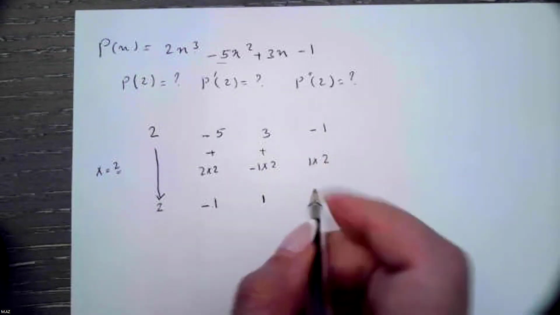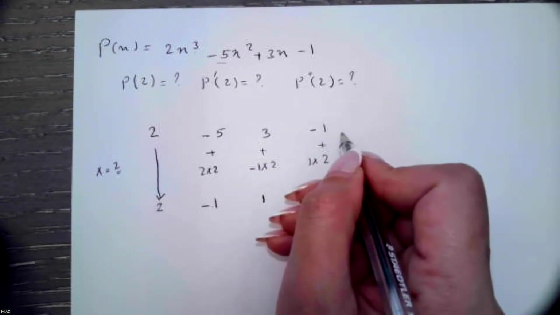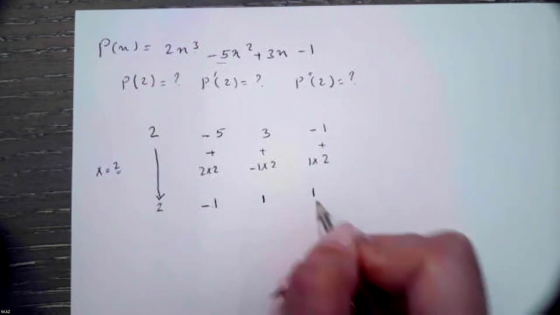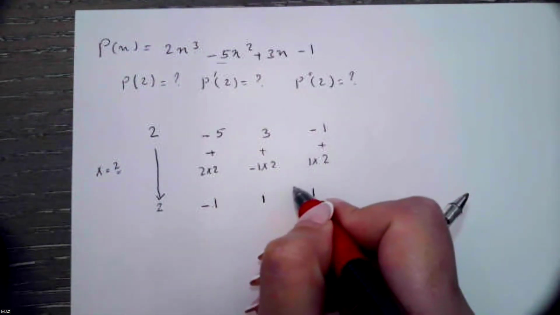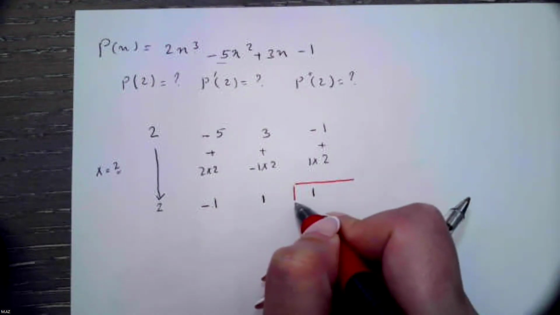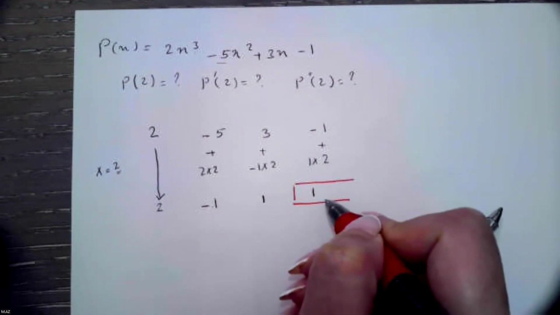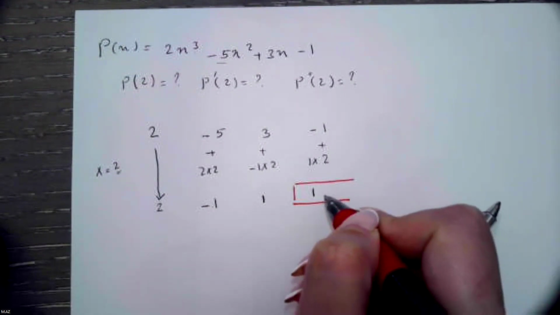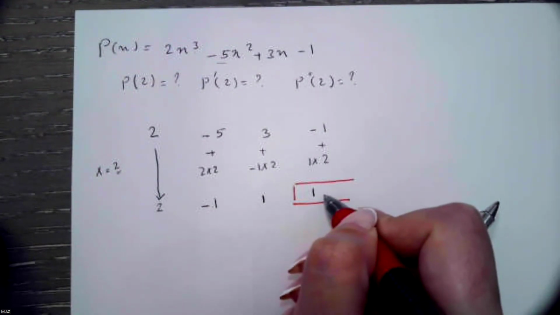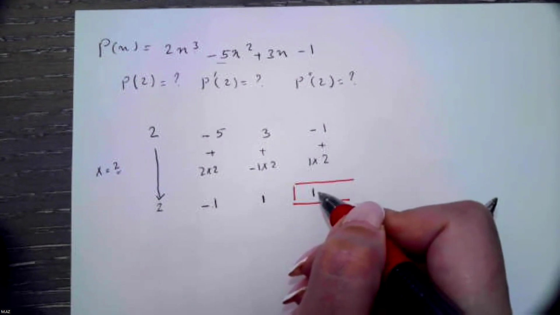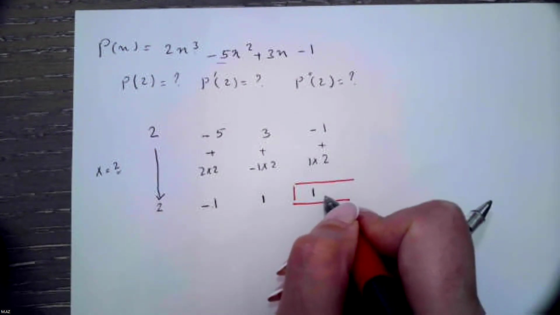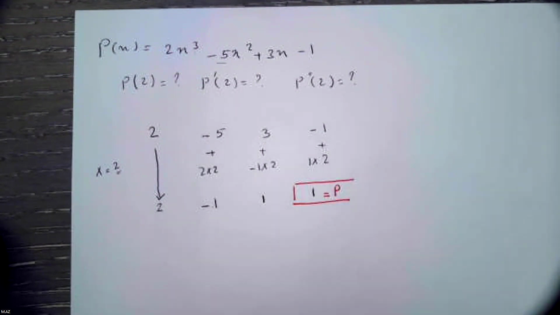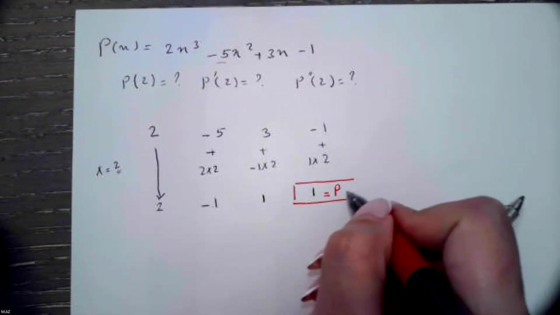1 times 2 plus minus 1, the answer is 1. We learned that the last cell, or first cell from the right side, is called the remainder, and it shows the value of the polynomial function at that point.